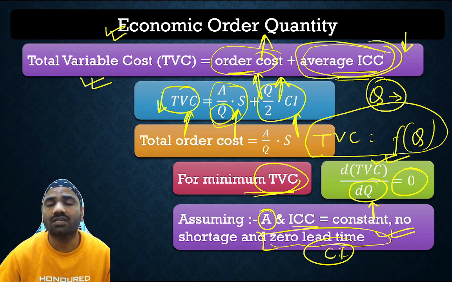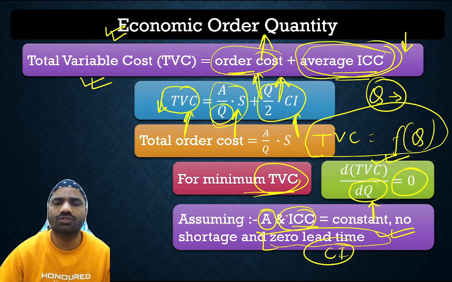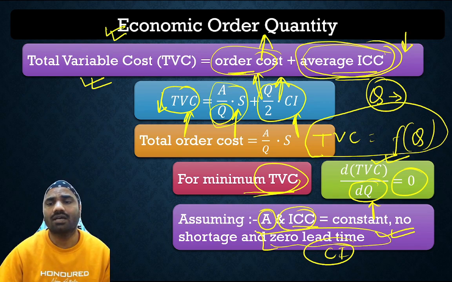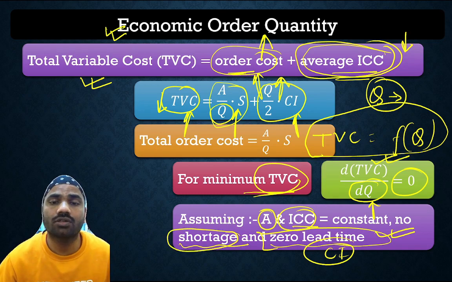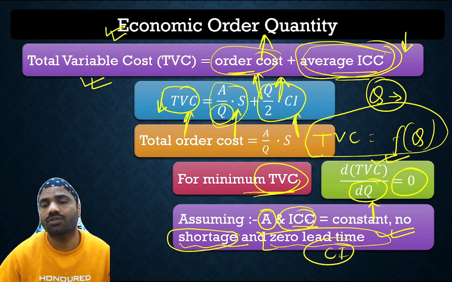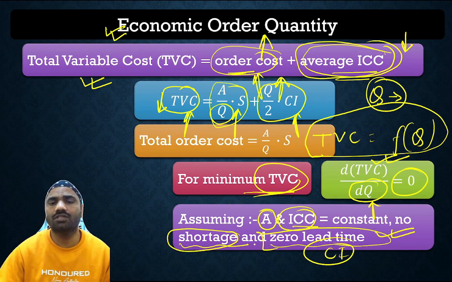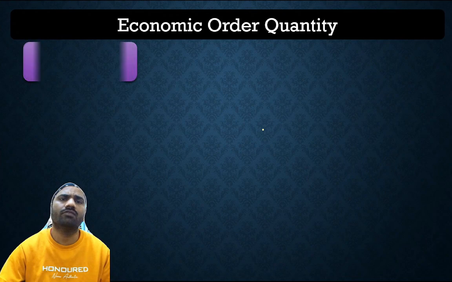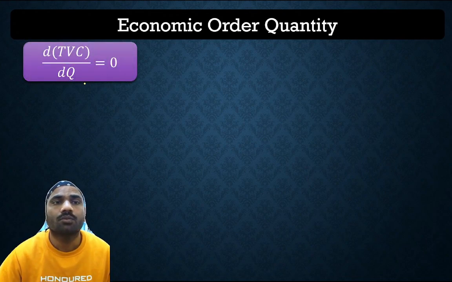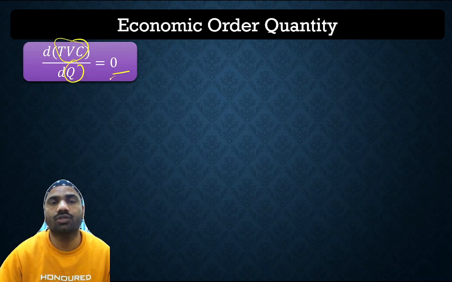So we are assuming over here that the annual demand and inventory carrying cost are constant and there is no shortage. If we have a demand, we will fulfill that demand. There is no shortage of the quantity and also there is no lead time. So assuming these 4 assumptions, we'll find the minimum value of total variable cost by differentiating total variable cost as a function of Q and equating to 0.